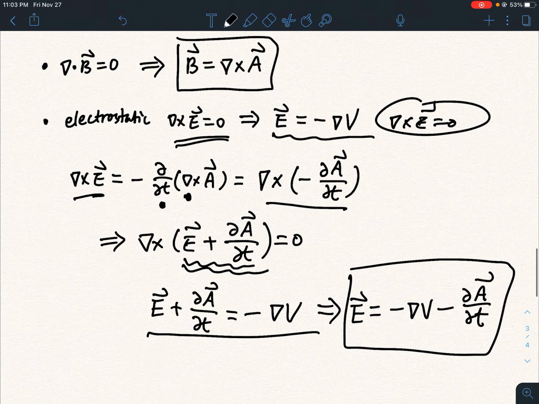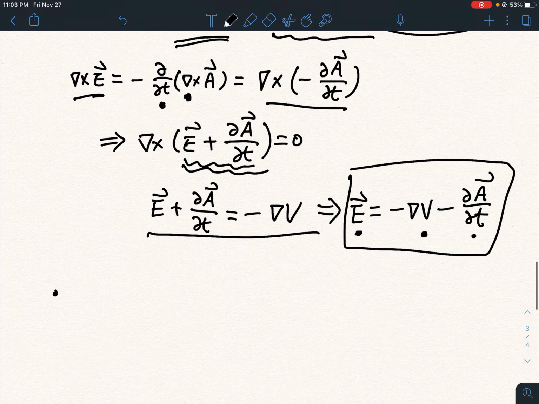Okay. So now you can see that we originally wanted to do E and B. We wanted to figure out the E and B. Now we replace this B with A, and we replace this E. Basically, now it is V and A. So now we look at the two equations.